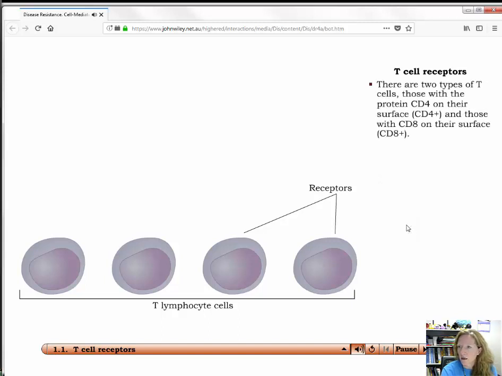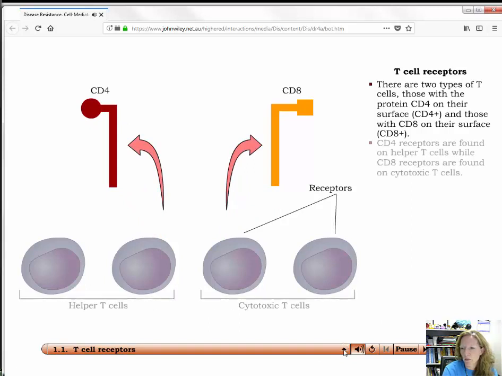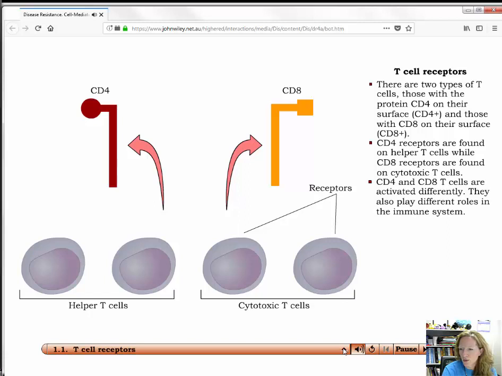There are two types of T cells, those with CD4 on their surface and those with CD8. CD4 receptors are found on helper T cells, while CD8 receptors are found on cytotoxic T cells. CD4 and CD8 T cells are activated differently. They also play different roles in the immune system. Click on this link if you want to see this. But if you want to skip at any point, I'm not sure why this isn't working. It's not working for some reason, but it's probably because I'm trying to record the screen at the same time. It's doing some weird stuff.